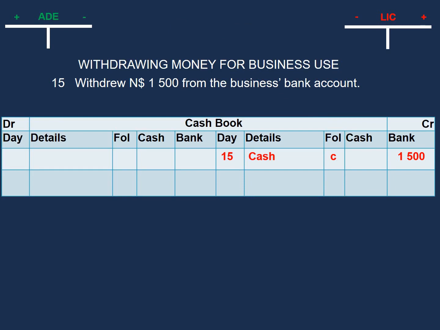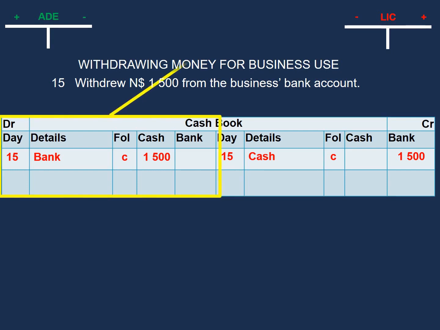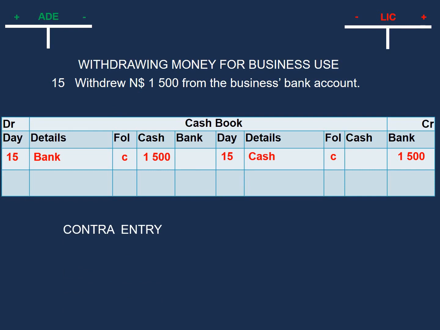Then to complete our double entry, we will debit our cash book with 1,500 in the cash column. The details in the description column is bank because the money came from the bank account. And again, in our folio column we will enter a C. And when we debit our cash book, that means that we are receiving money. And again, this is a contra entry. Why? Because the double entry is being done in the cash book.